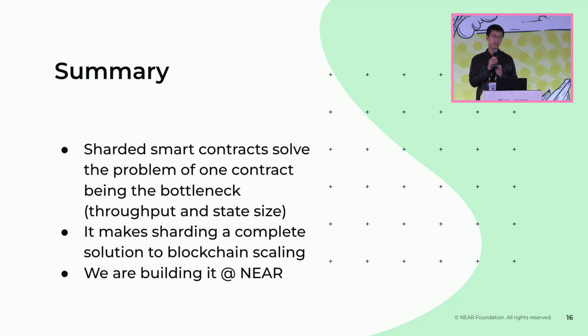But it suffices to say that this is a solution that addresses one of the big bottlenecks of the sharding design that people have today, which is: what if you have a very large smart contract? It allows us to shard the smart contract and have both scalable throughput for the smart contract and also manage the state size effectively. And with this design, sharding becomes a very complete solution to the blockchain scaling problem, both in terms of throughput and in terms of the state size growth problem.